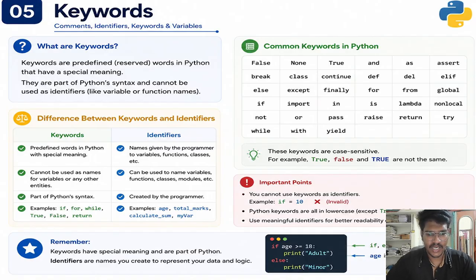Examples of keywords are if, for, while, true, and false. And examples of identifiers are age, total number, total_marks, calculate_sum. You create those names to represent your data. Okay.